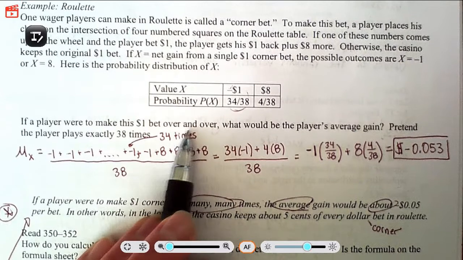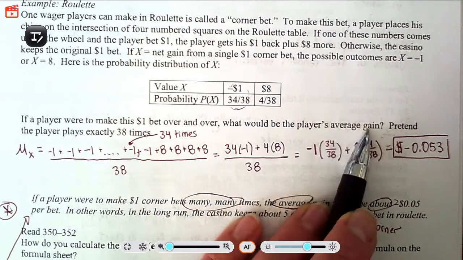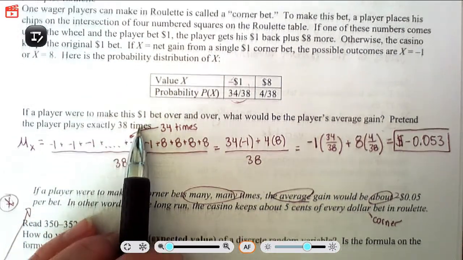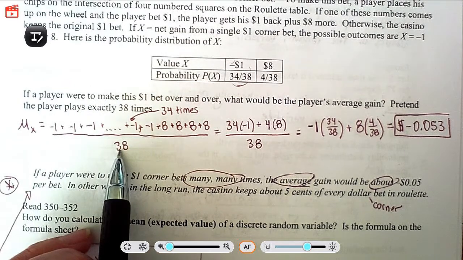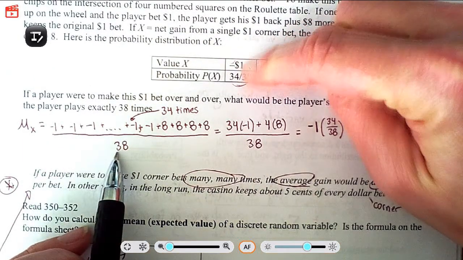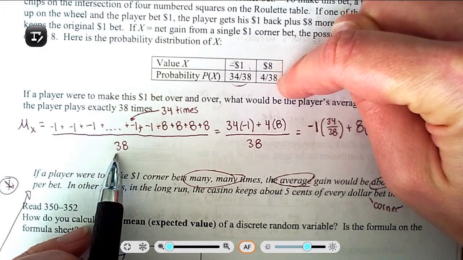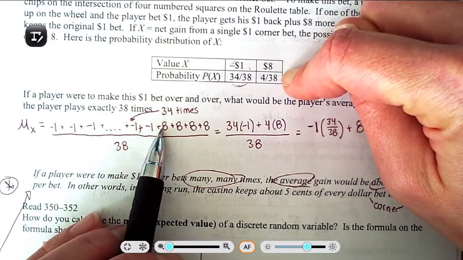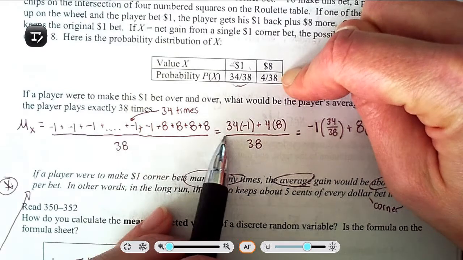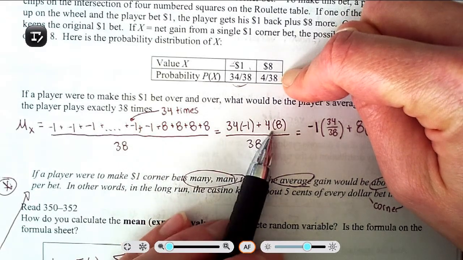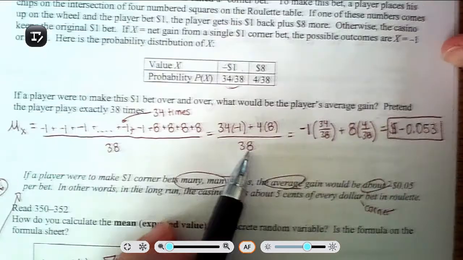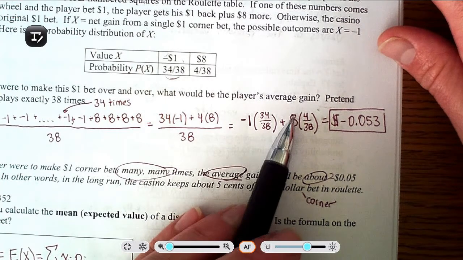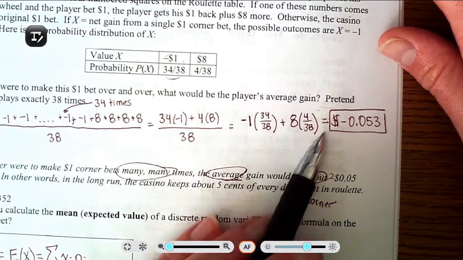If a player were to make his $1 bet over and over, what would be the player's average gain? Pretend the player plays exactly 38 times. So then out of the 38 games, they would probably lose $1 34 times, and they would gain $8 4 times. So 34 times they would lose $1, 4 times they would gain $8 out of 38. So they would lose $1 34 38ths, and they would gain $8 4 38ths. And that's an easier way to consider it.